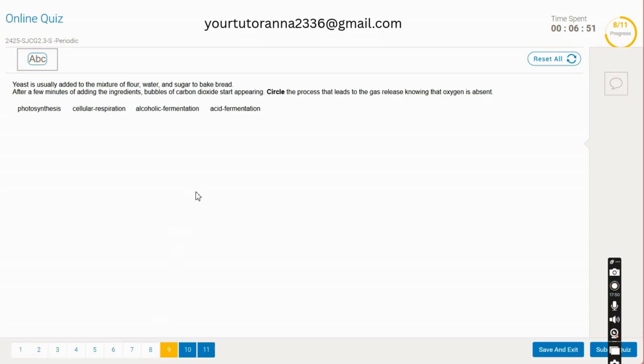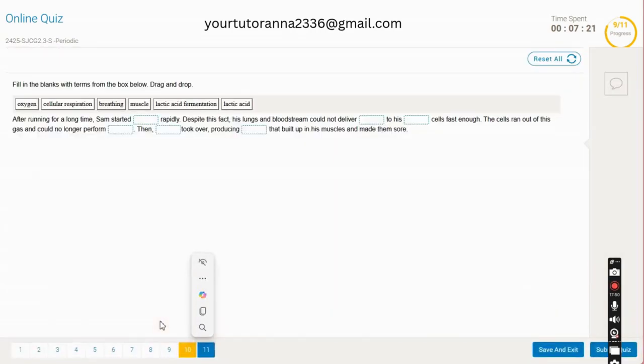Now, yeast is usually added to a mixture of flour, water, and sugar to bake bread. After a few minutes of adding the ingredients, bubbles of carbon dioxide start appearing. The carbon dioxide makes the bread very light. If you don't have carbon dioxide bubbles being produced, the bread will be very dense. Circle the process that leads to gas release when oxygen is absent. What gas is released? Carbon dioxide is released when oxygen is absent. What is this? Alcoholic fermentation. Even alcohol is produced, but it evaporates while you're baking the bread. So keep that in mind: alcohol and carbon dioxide are made during alcoholic fermentation.